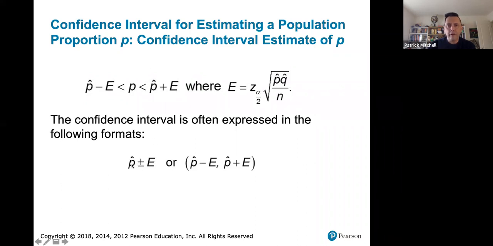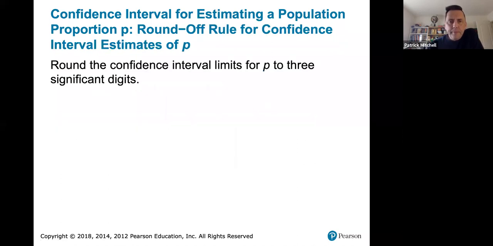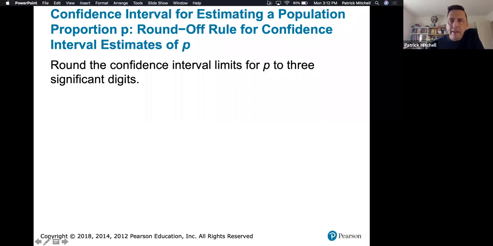I usually prefer to write my confidence intervals either like this or like this. Okay, so you'll see that when we get to our first big example, which is coming up here shortly. And your book always has very specific rounding advice. And they suggest that when you're doing a confidence interval for estimating a population proportion, that you round your interval limits to 3 significant digits.